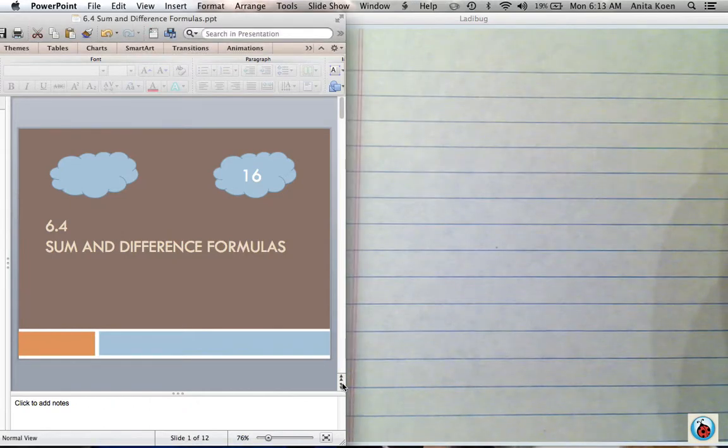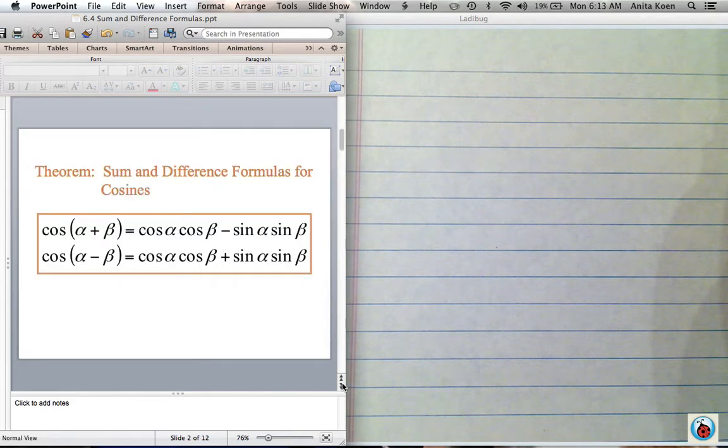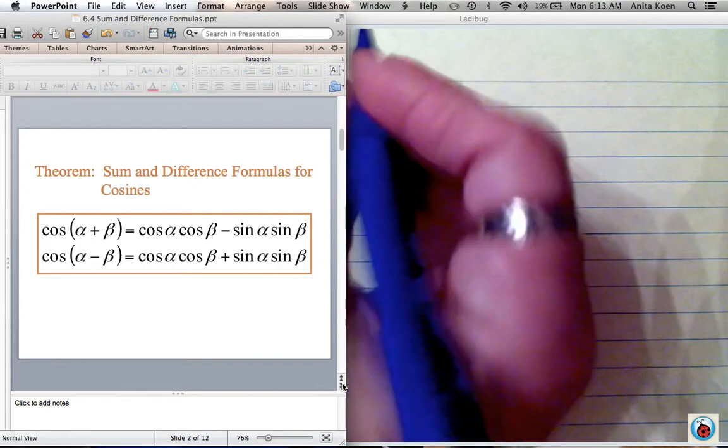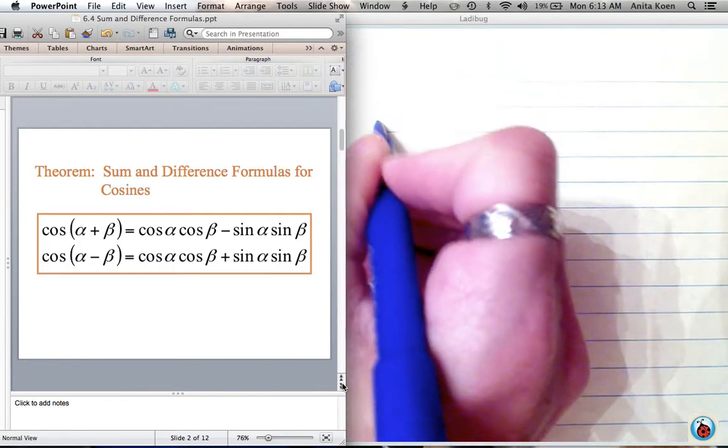Today's lesson is on the sum and difference formulas. We're going to be looking at the sum and difference formulas for cosine, for sine, and for tangent. So, the sum and difference formulas for cosine. Here's what I want you to see about these formulas.